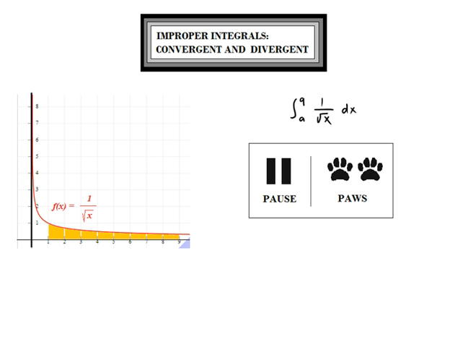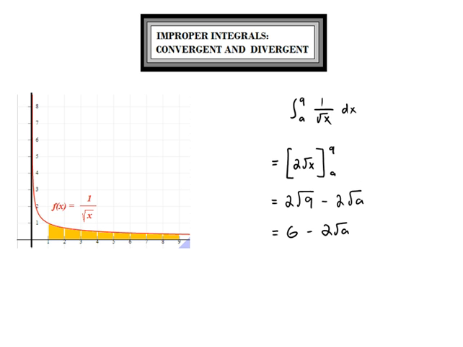Okay, so hopefully you have a result that's very similar to what we did. The process is very similar to what we did when we evaluated the integral from 1 to 9. We find an antiderivative, and we apply the fundamental theorem of calculus, and we get 6 minus 2 times the square root of a. That means the definite integral from 7 to 9 is going to be 6 minus 2 times the square root of 7. The definite integral from 0.01 to 9 is going to be 6 minus 2 times the square root of 0.01.